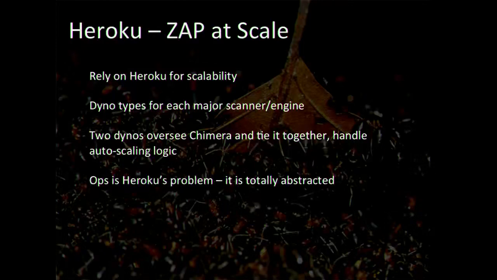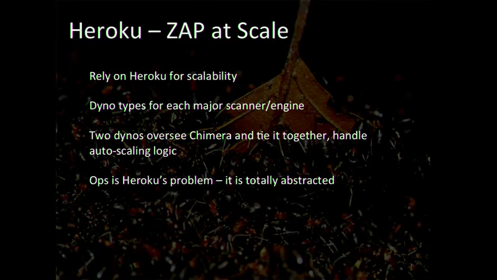So like I said, Heroku is what makes ZAP. Heroku is the ZAP at scale part of the title of this talk. We rely on Heroku for the scalability. We have dyno types for each major type of scanner or engine. And we have two dynos that oversee the entire system and pull it all together. They're going to handle auto-scaling logic so that we can scale up and down based on demand and based on budget. And then we have Heroku handling all of our operations.